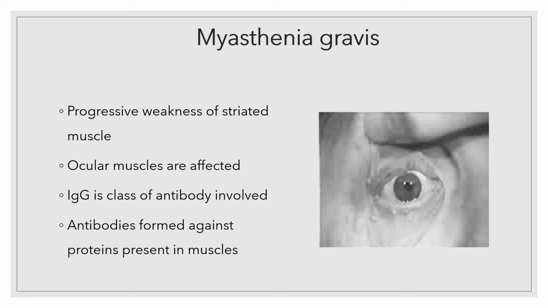These people present with weakness and fatigue due to neuromuscular dysfunction. The antibodies are formed against proteins present in the muscles, so muscle contraction and strength are impaired. Patients also have an enlarged thymus.